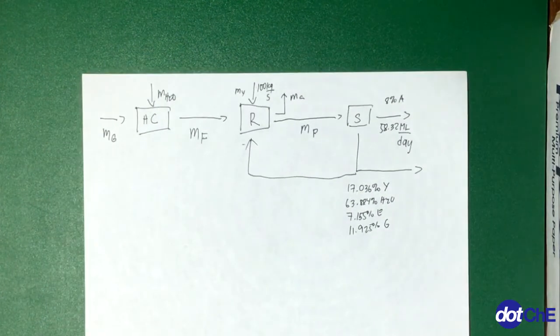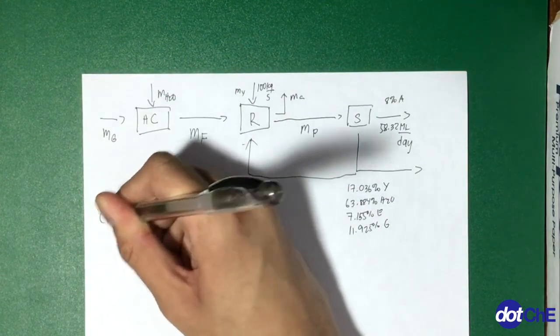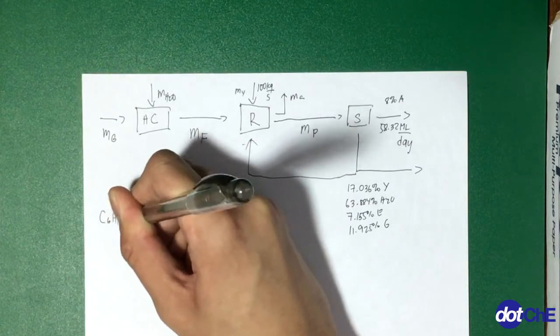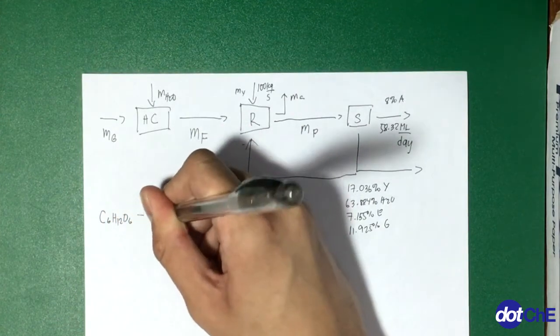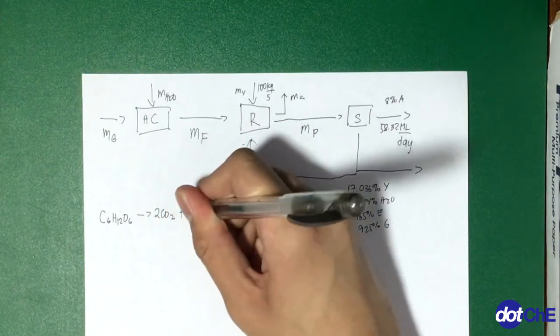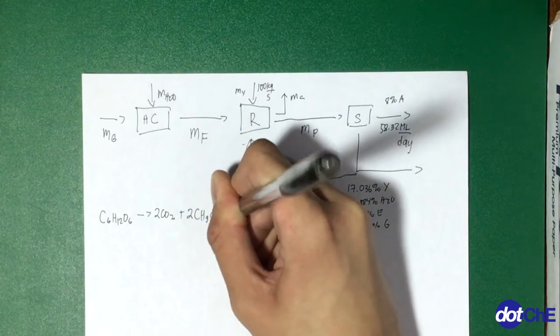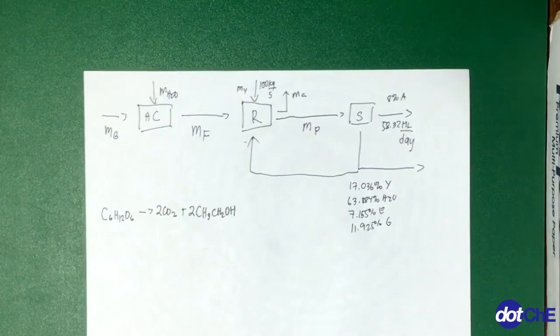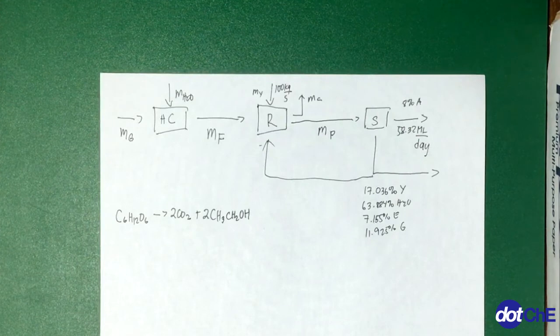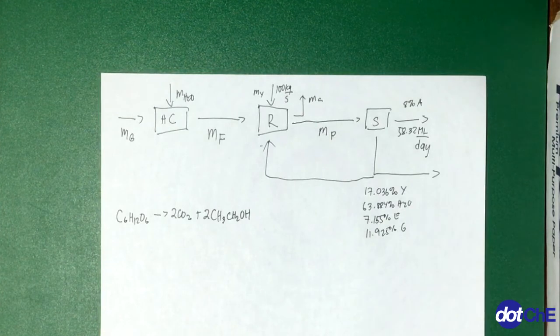Now, after doing this, we are going to decipher what the reaction is. So the balanced chemical reaction is C6H12O6 produces 2CO2 plus 2CH3CH2OH. Now, we know that in this setup, we have two non-reacting species, namely the yeast and the water.